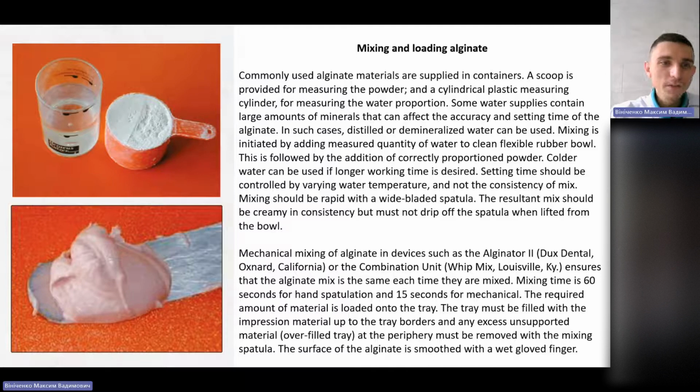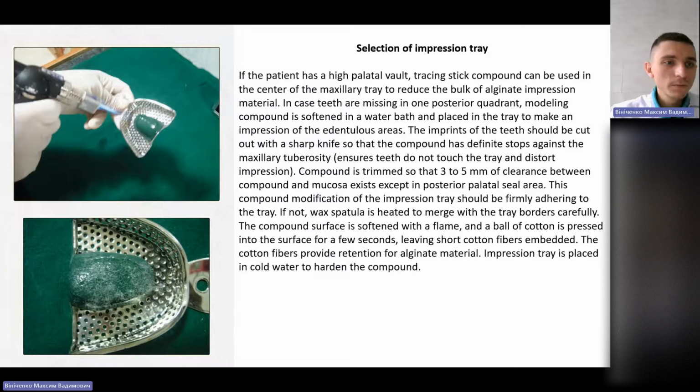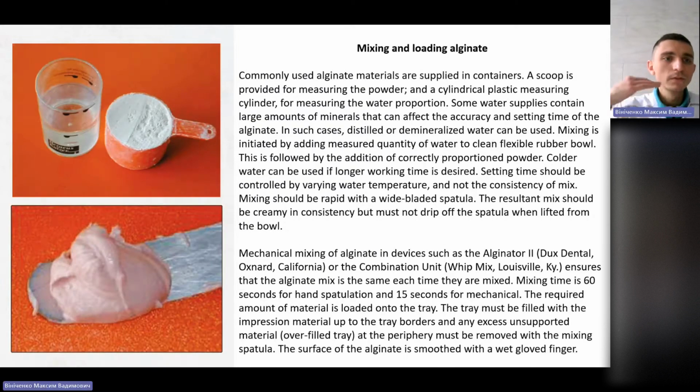The required amount of material is loaded onto the tray. The tray must be filled with the impression material up to the tray borders. So it is important to fill up to these borders. Any excess unsupported material at the periphery must be removed with the mixing spatula. The surface of the alginate is smoothed with a wet gloved finger. So you wet your gloved finger and make a smooth surface.